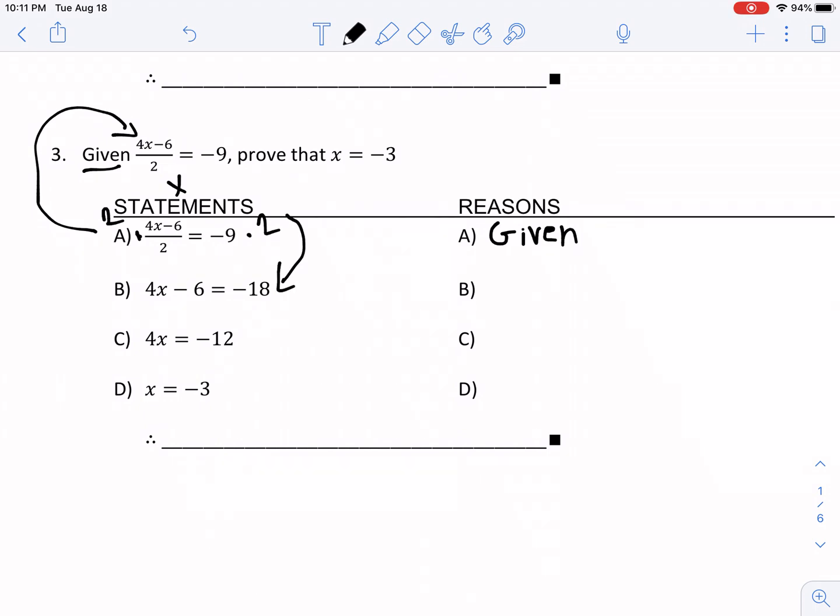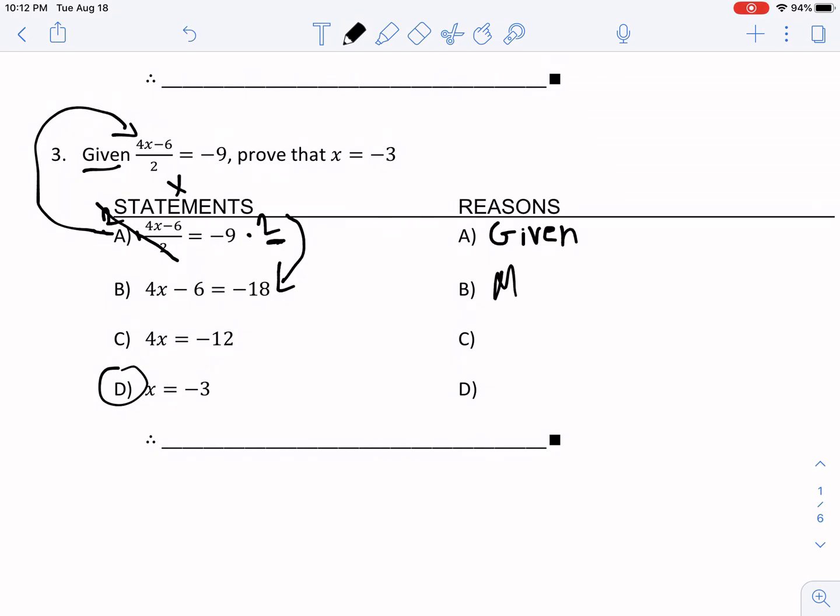So they're providing you the statements. They're providing us the next steps as we move along until we get to the final answer. But we have to provide the reasoning behind it. Well, what steps did we have to take in order to get to that step? In order to cancel out this 2 to undo 2, negative 9 times 2 to get to negative 18. Well, if you remember back from the last video, the multiplication property of equality says I can multiply the same number to both sides and still maintain equality.